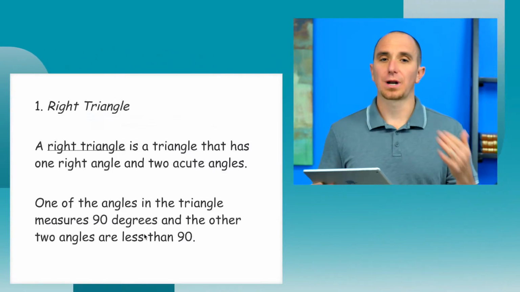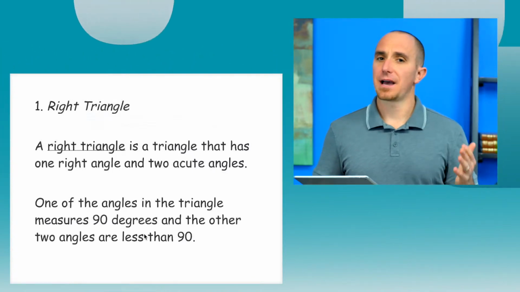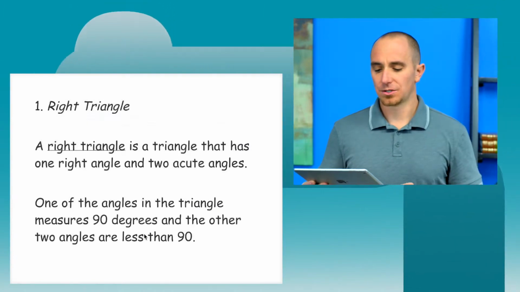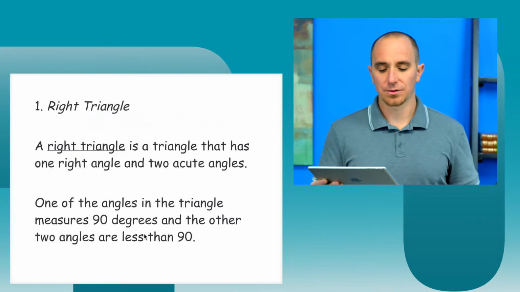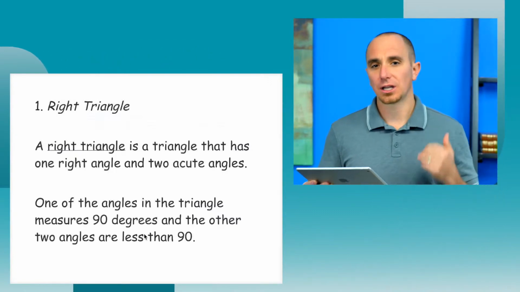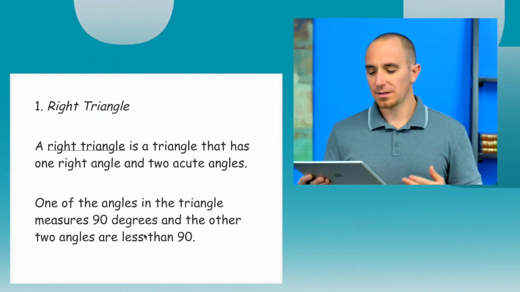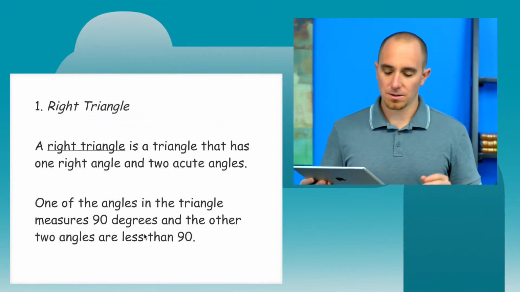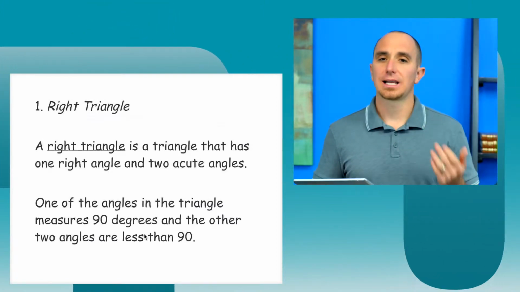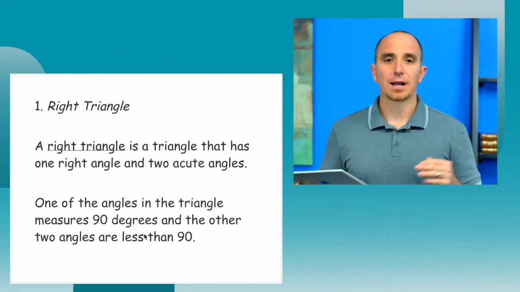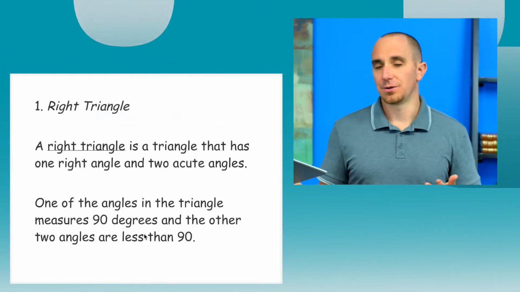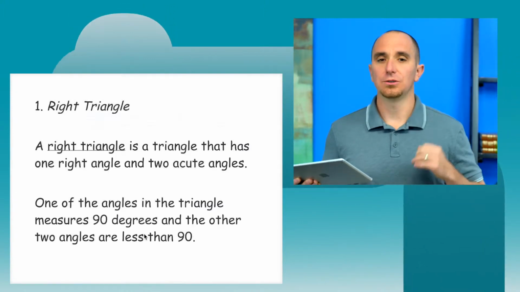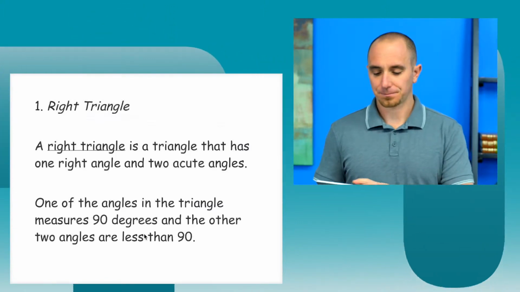So the first one is a right triangle. We talked about that in the last lesson with the right angle, but now we're talking about a right triangle. So a right triangle is a triangle that has one right angle and two acute angles. So one of these angles in the triangle measures 90 degrees, hence the right angle, and the other two angles are less than 90 degrees. If you make a right angle, there's no other way but to have two acute angles anyway. So once you see that right angle, no matter what the triangle looks like, you know it's a right triangle.